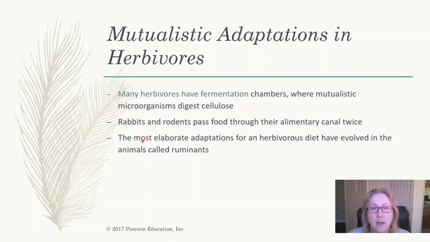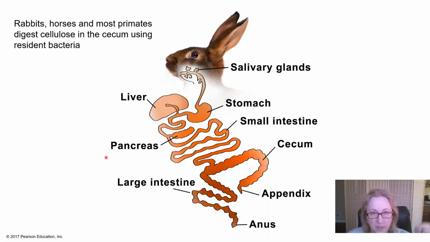Some animals pass food around more than once to make sure that these symbiotic bacteria do their digestion, and then the food goes back up to the small intestine for nutrient absorption. And the most elaborate adaptations are found in the ruminants, and I'll show you both of these kinds of gut adaptations for digesting the food.